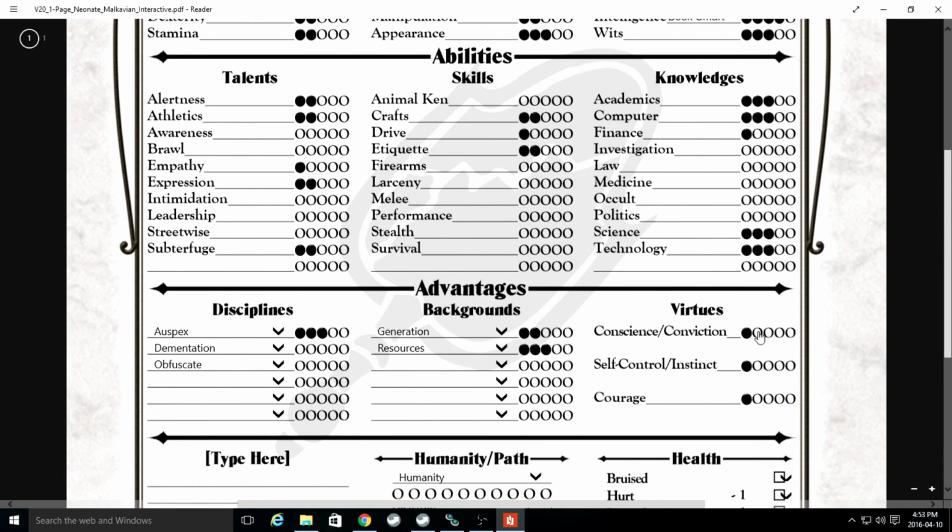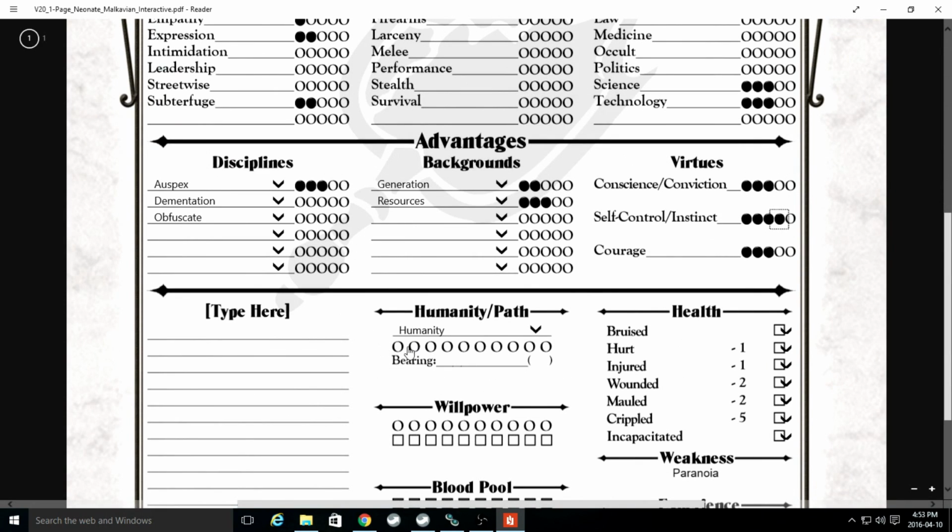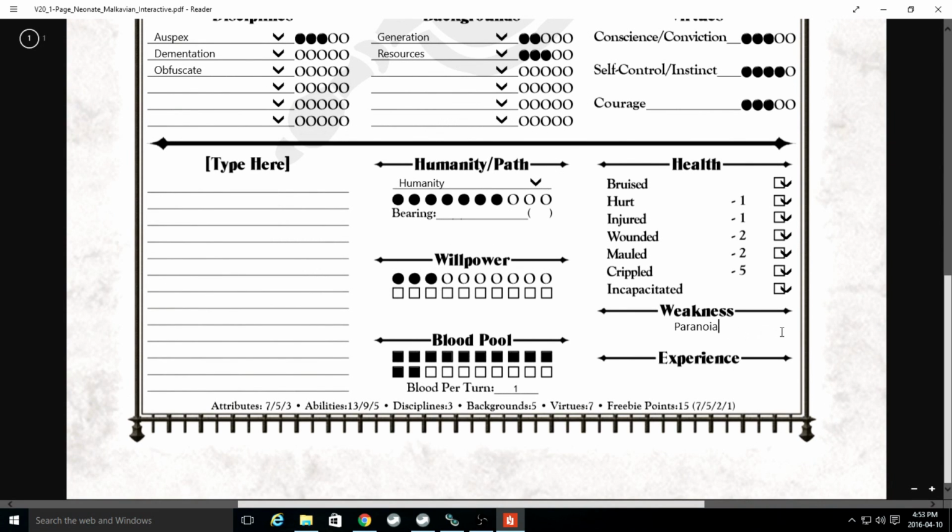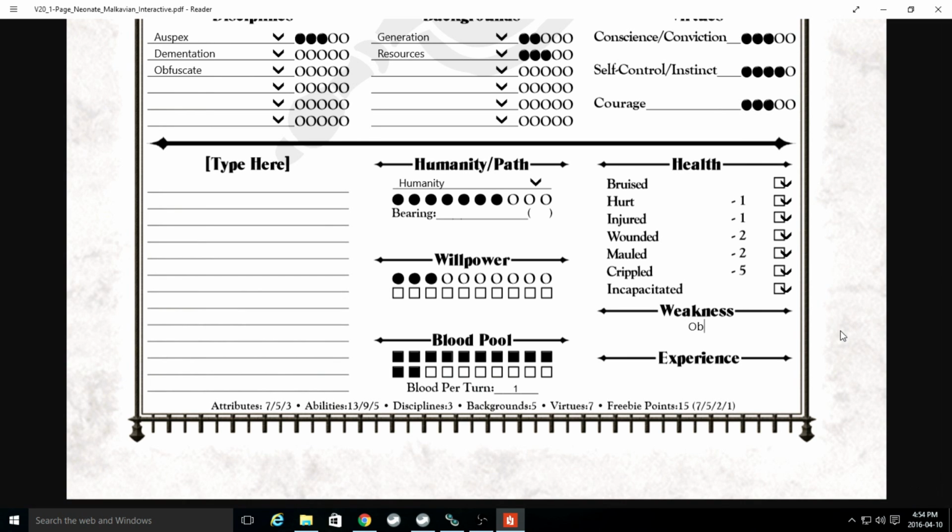So now we're going to go conscience, self-control, like that. 7 and 3. So that gives the humanity 7 dots, 3 dots in willpower, and not paranoia. No, sir, not paranoia. This wonderful fellow is going to be obsessive compulsive for his particular derangement.